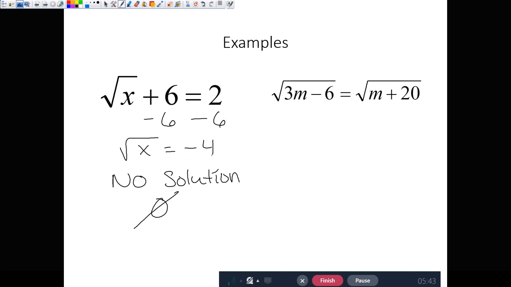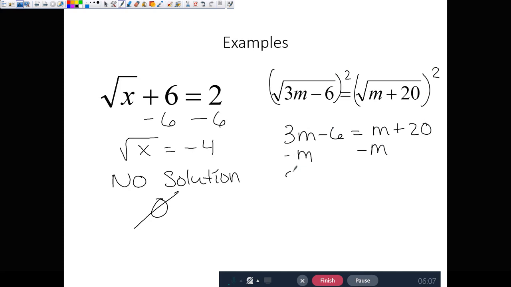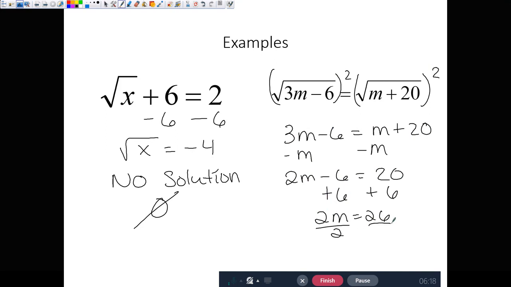Alright, so this is an example where we have a square root on one side, or a radical on one side, and a radical on another side. So we're going to square both sides, which will eliminate my square roots, leaving me with 3m minus 6 equals m plus 20. Then we're just going to solve like normal, so I'm going to subtract my m from both sides, leaving me with 2m minus 6 equals 20. We're going to add 6 to both sides, leaving me with 2m equals 26. Then we're going to divide by 2, and m is going to equal 13.